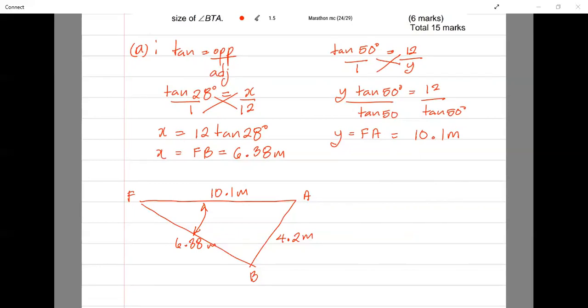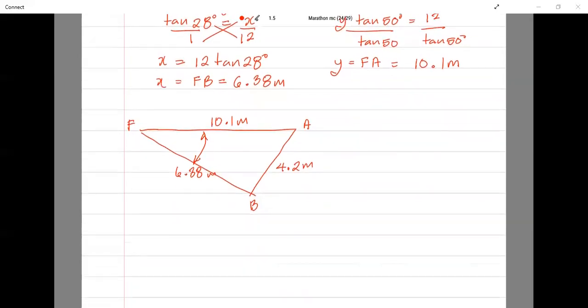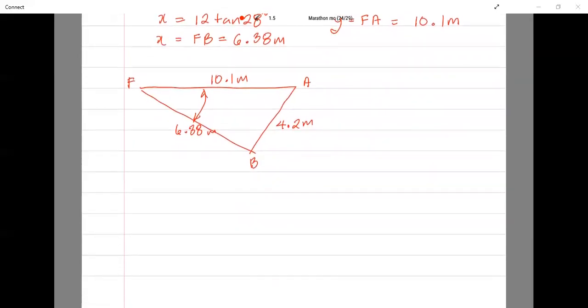Now, to find that angle, I'm going to have to use the cosine rule. If you're given three sides of a non-right angle triangle, and you're asked to find one angle, that is a condition for applying the cosine rule.